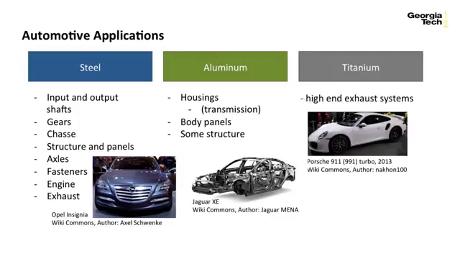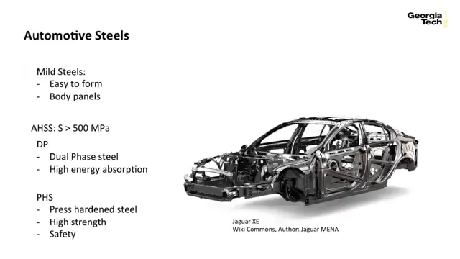Titanium is not very common in the automotive industry. You may see it in the very, very high-end cars. For example, the Porsche 911 actually has a high-end exhaust system that can be made out of titanium. But predominantly aluminum and steel are what you see.